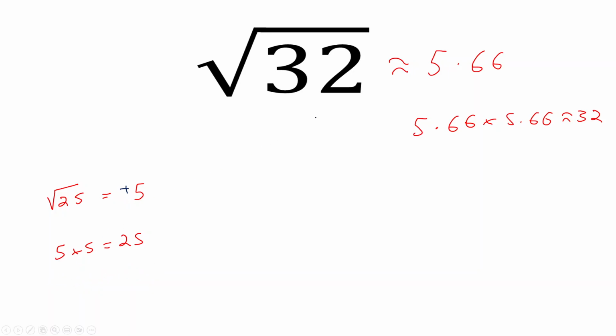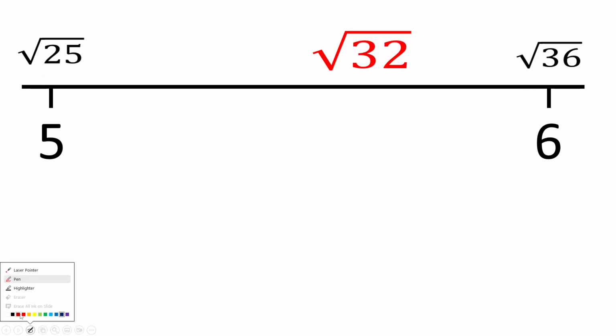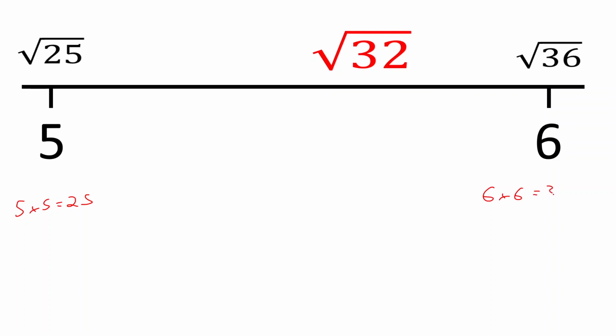Now, let's look at how you'd actually estimate the square root of 32. Here we've got the square root of 25 and the square root of 36, which are either side of the square root of 32. We know that the square root of 25 is equal to 5, because 5 times 5 gives you 25. And similarly, 6 times 6 gives 36. In between 5 and 6, in the middle, it's going to be 5.5.